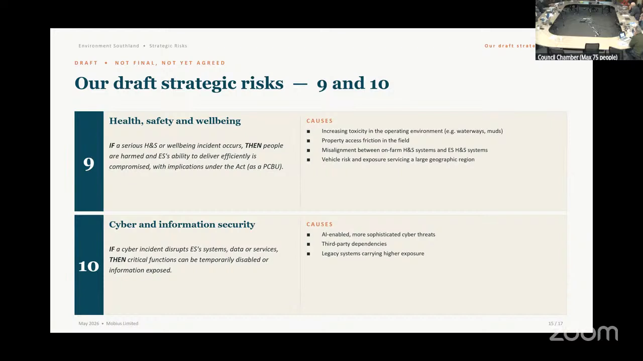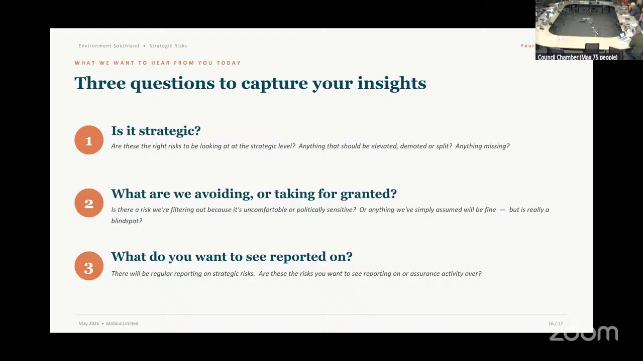Nothing else on those two. So I think what we do now is we'll just put all 10 of them up, and just having these three questions in mind is that check-in: are these the strategic risks? Are we looking at the right level? Should anything be elevated as more important, or moved into more of an operational risk management space?